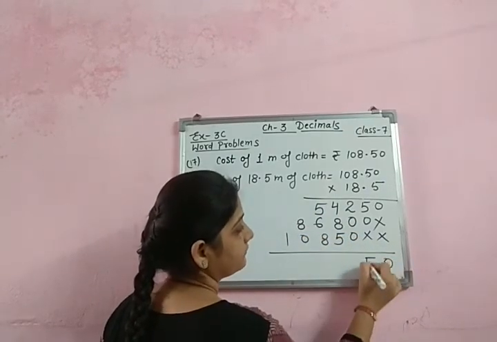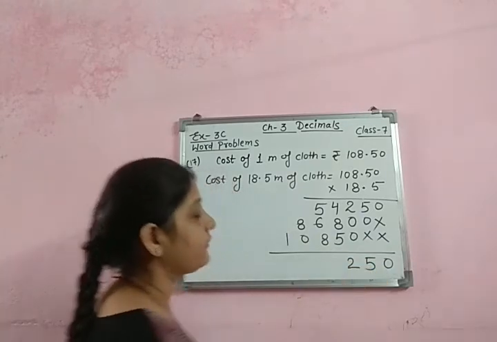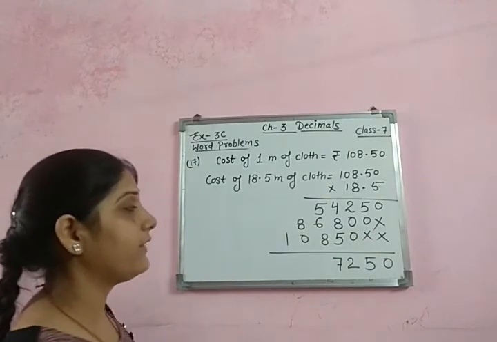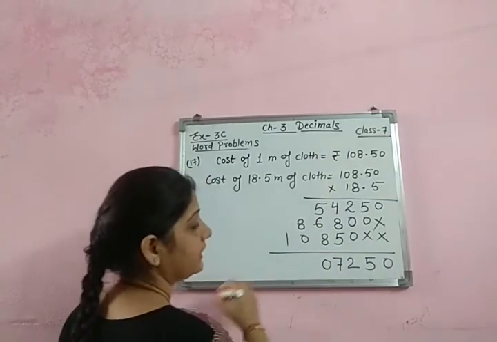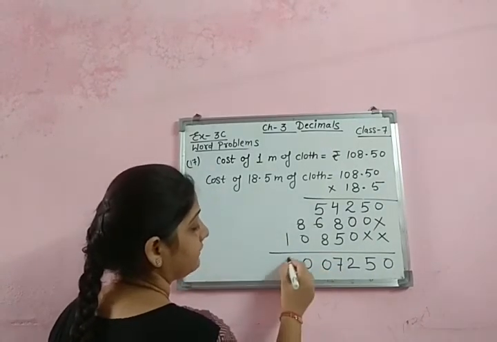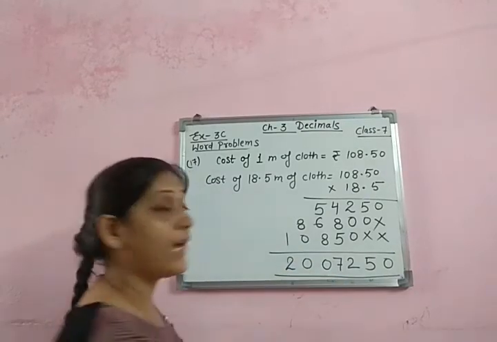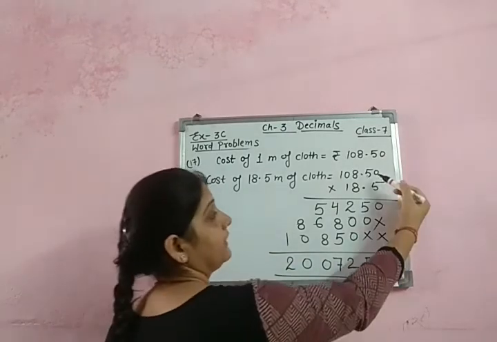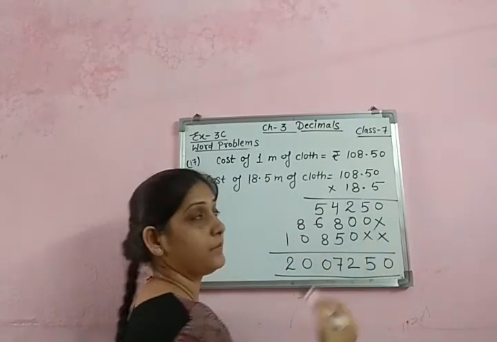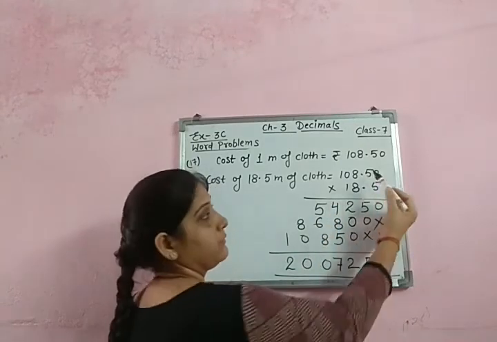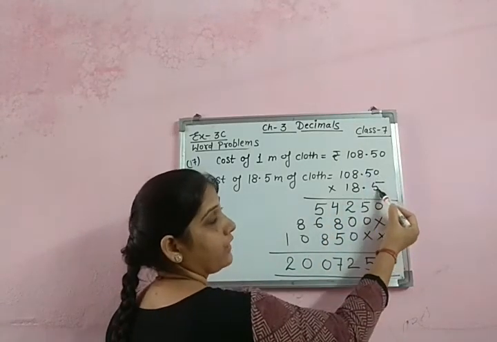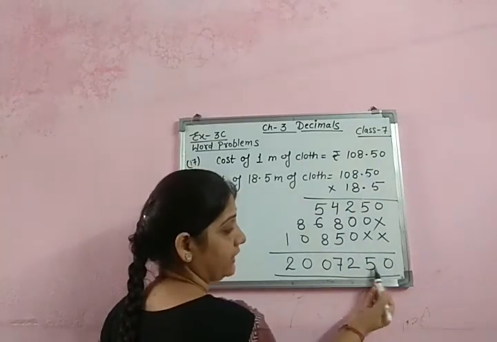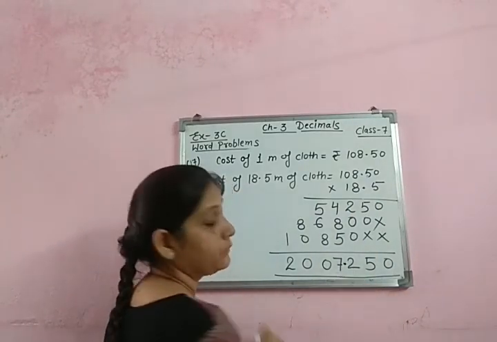Let's add 2, 8 for 12 and 5, 17. 1 carry. 6, 5, 11 plus 8, 19 and 1, 20. 8 plus 2, 10. 1 plus 1, 2. Now we have to put the point. As I told in the previous videos also, both the numbers are decimal. So count the total number of decimal places. 2 for this and 1 for this. So 2 and 1 total are 3. So let's count 1, 2, 3 and then put the point.